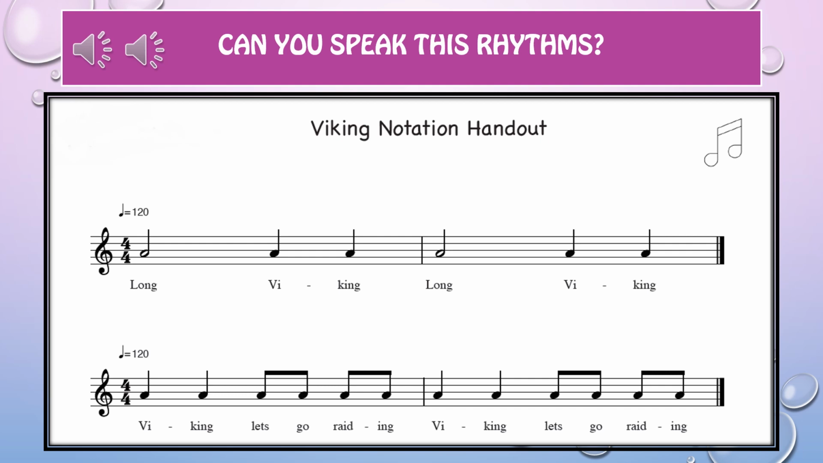Let's read rhythmically these two Viking notations. Long Viking, long Viking, Viking, let's go riding, Viking, let's go riding. Now I will clap, and I hope you remember the exercise we did in our lesson in the classroom. Long Viking, long Viking, Viking, let's go riding, Viking, let's go riding. Following my example, please repeat this Viking notation 2 or 3 times. Then go on to the next slide.